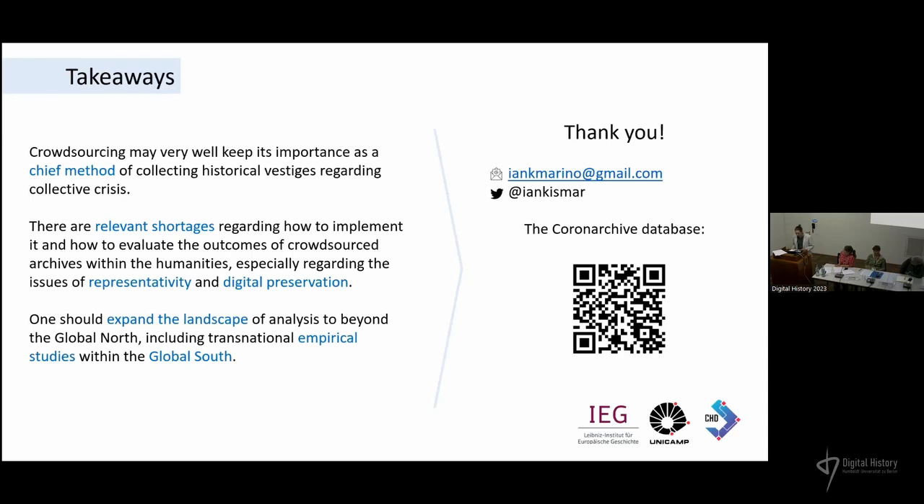Today, some of the main pitfalls regarding crowdsourcing are still not sufficiently addressed. In the excitement of the method's promise, its empirical basis frequently lacks diversity and reproduces very well-known inequalities. It is indispensable that crowdsourcing projects consider the challenges of representativity when building online collections. The evaluation of crowdsourcing outcomes must also include critical considerations about digital preservation, highlighting the context of infrastructure, archiving guidelines, data governance, staff, and institutional support.